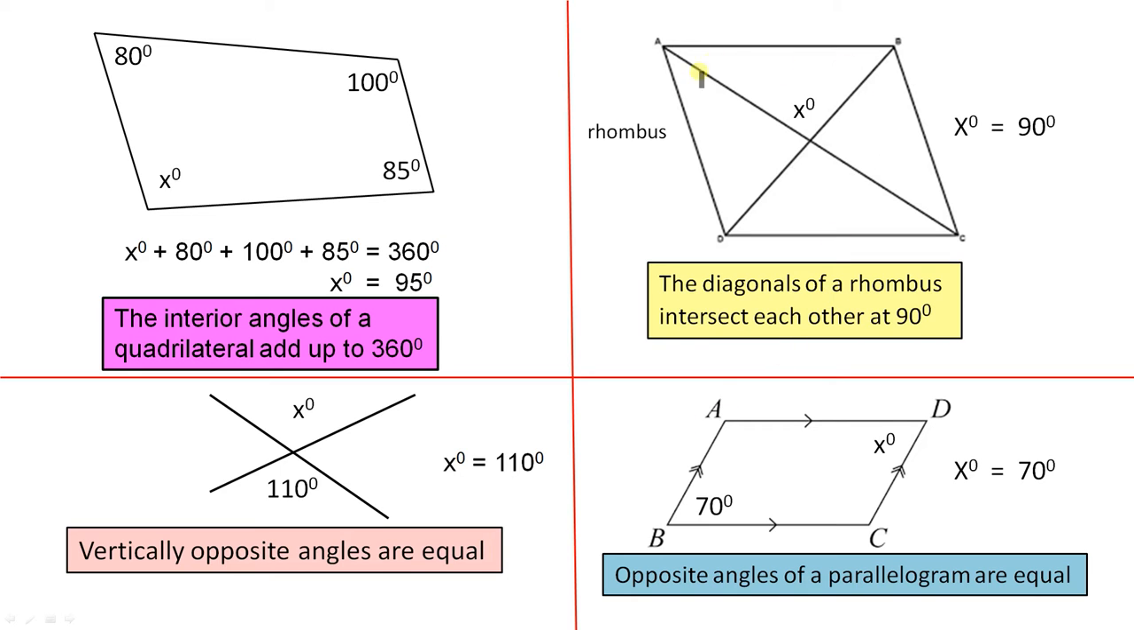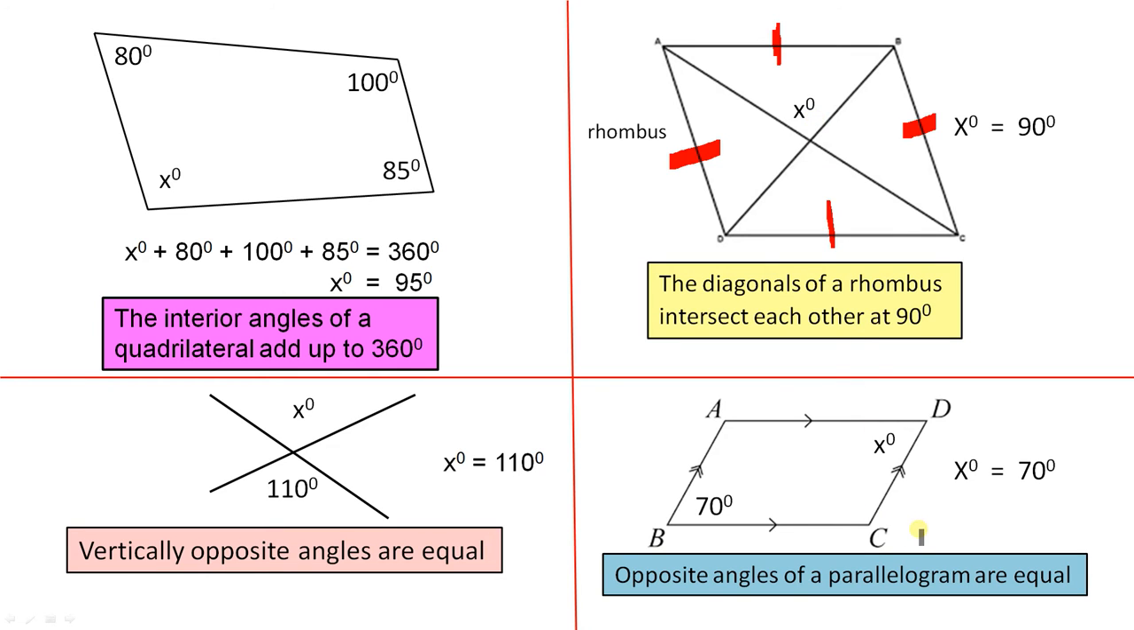If you have a rhombus where those four sides are equal, there, there, and there, those four sides are equal. That's a rhombus. The diagonals of a rhombus intersect each other at 90 degrees. So x must be 90.